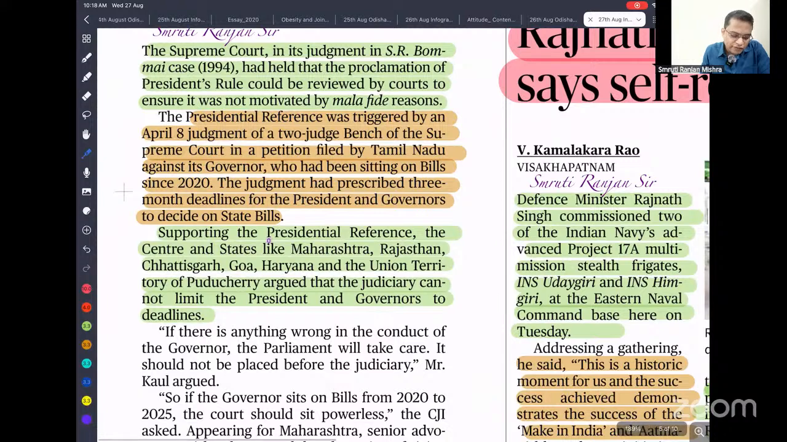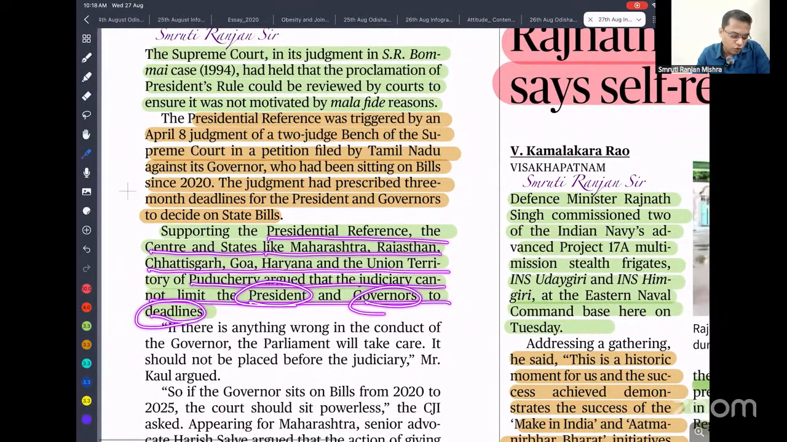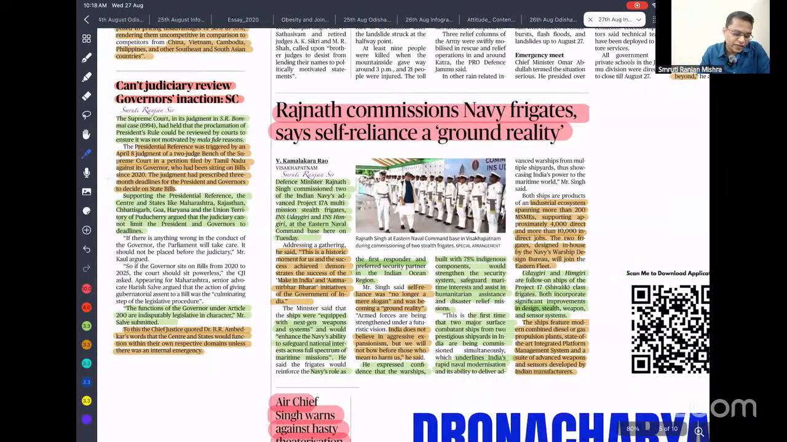Supporting the presidential reference, the Centre and states like Maharashtra, Rajasthan, Chhattisgarh, Goa are arguing that the judiciary cannot limit the president and governor to a deadline. So this argument is going on. Let's see how it evolves. It's very interesting to see.